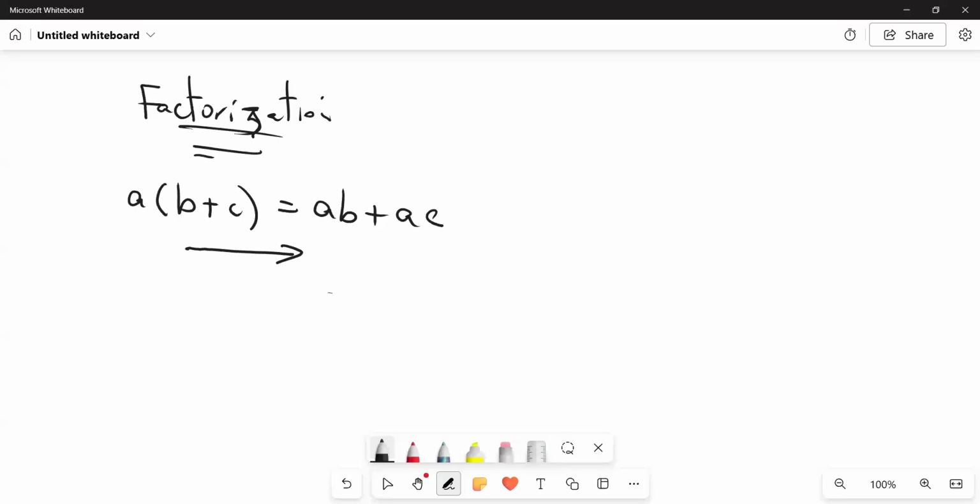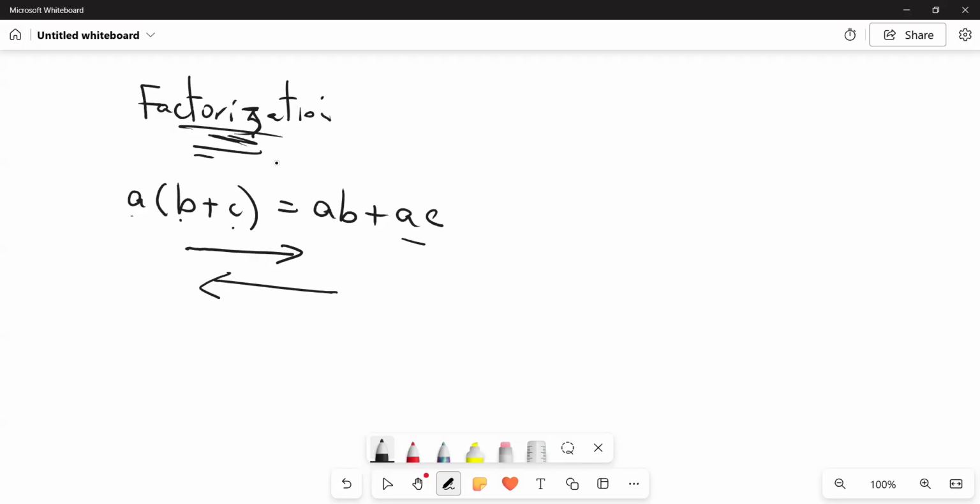We can also use the distributive law in this direction. You look for the common factor, which in this case is A, pull it to the front, and divide each term by the A and put it in a bracket. So AB divided by A gives you B. AC divided by A gives you C, right? That's the distributive law being used to factorize an algebraic expression. So we're going to concentrate on this particular thing today.